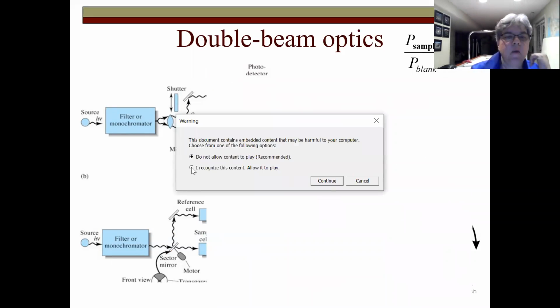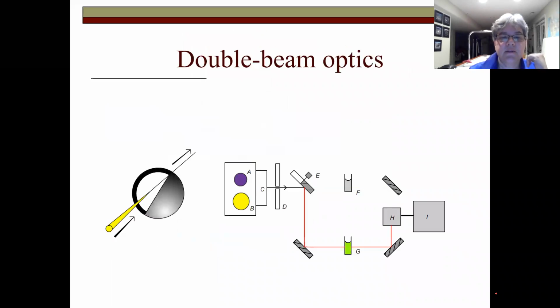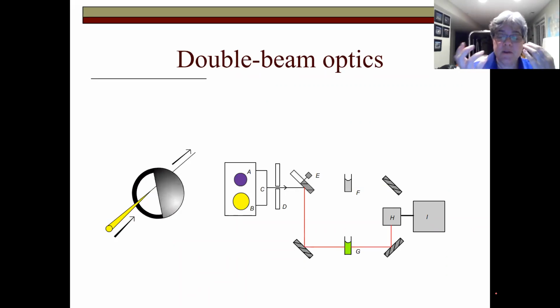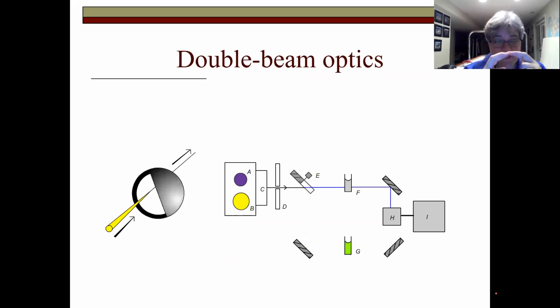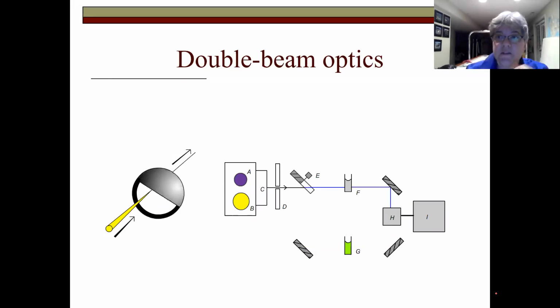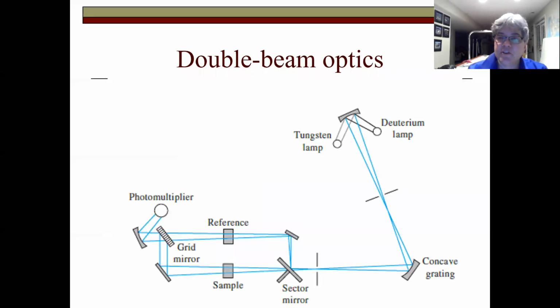So what you get is something that looks like this. Okay, so the light is going sample, reference, sample, reference, and then they go off to the detector. So again, you're measuring the sample and the reference not at exactly the same time, but very close. So again, if there's any change in the background, you'll see it here because you're constantly measuring sample, reference, sample, reference. Okay, so that's double beam optics. Here's again just showing you the same thing with it not moving.